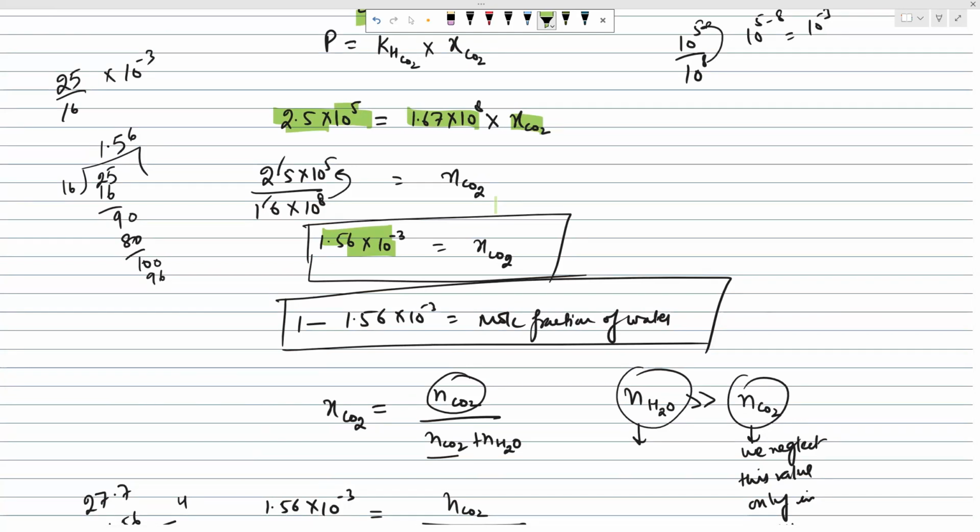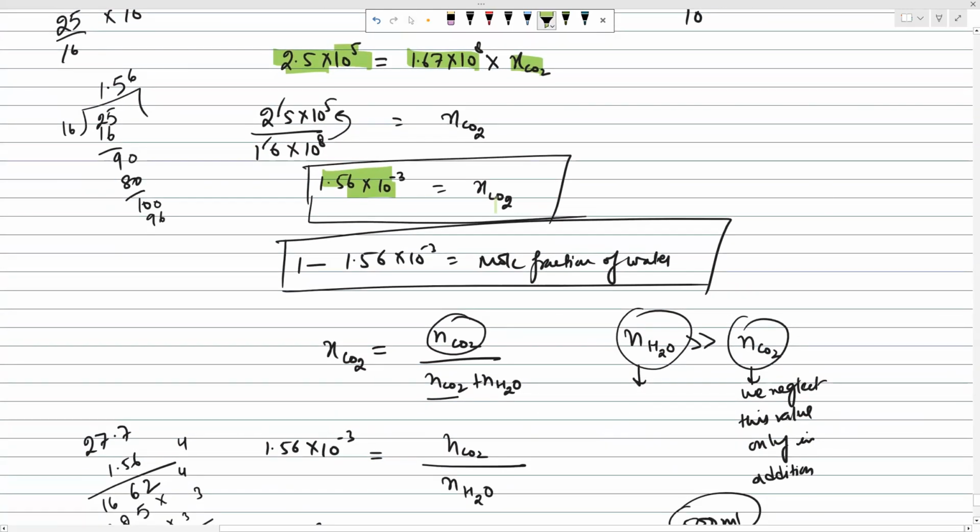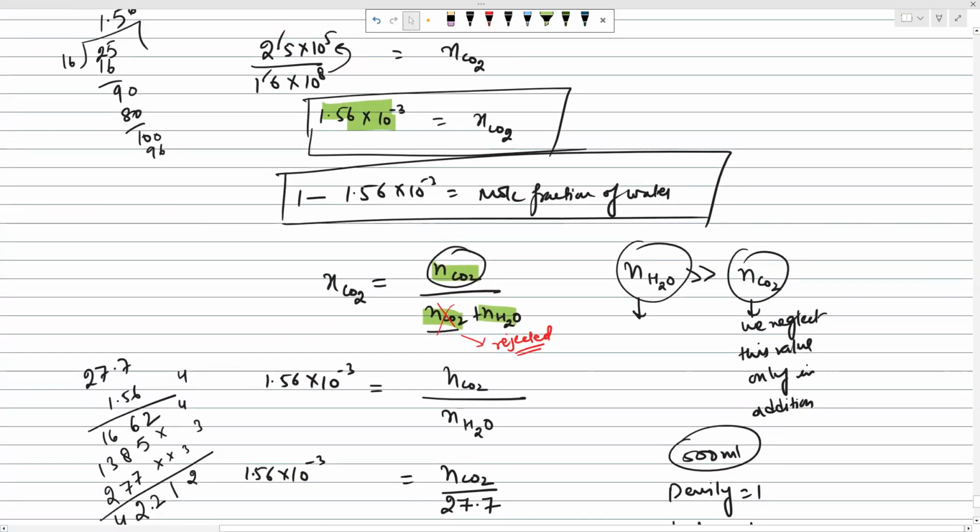As comparison to the number of mole fraction of water. So we write the mole fraction of CO2 will be equal to the number of moles of CO2 upon number of moles of CO2 plus number of moles of water. But this value will be rejected here. Why? Because the number of moles of CO2 is very, very less in addition. So we'll reject this one.